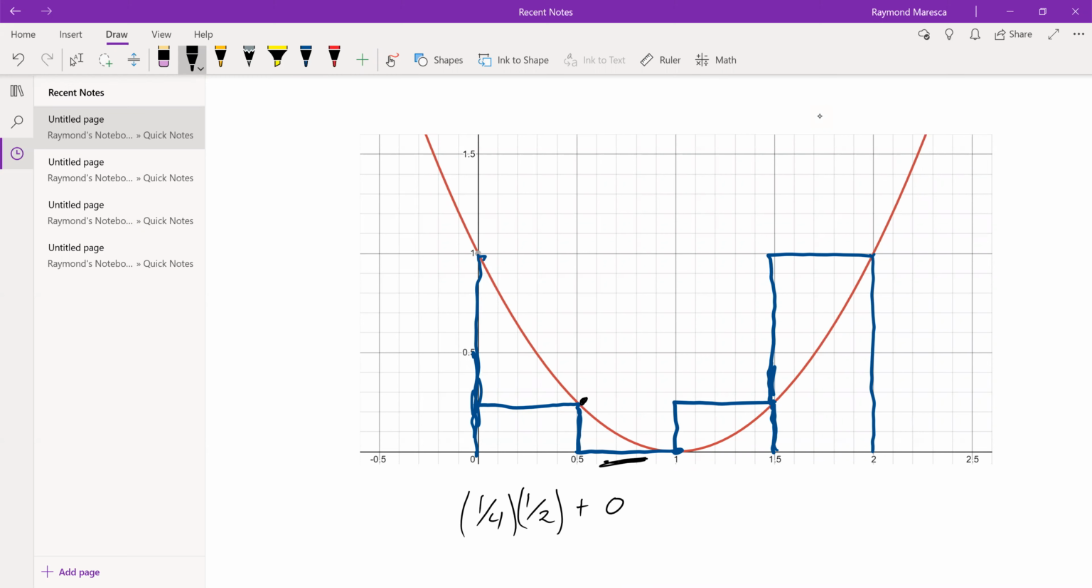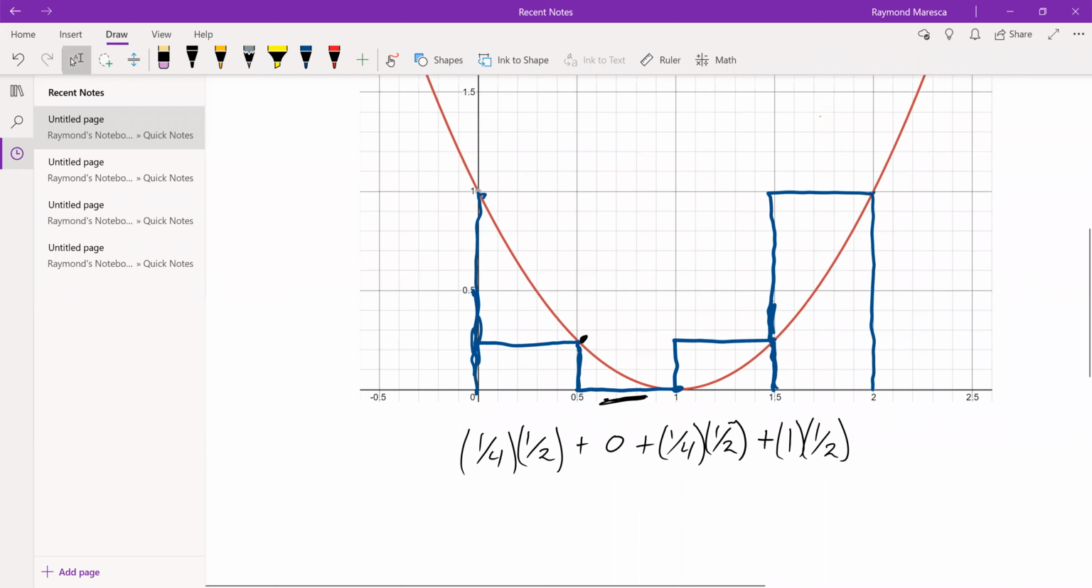The third rectangle has the same height as the first, which is 1/4, so the area is going to be 1/4 times 1/2, plus the area of the last rectangle. So that height is going to be 1, and we're just multiplying that by 1/2 because that is the width. And after doing some simplification, this sum ends up also being 3/4. Thank goodness.